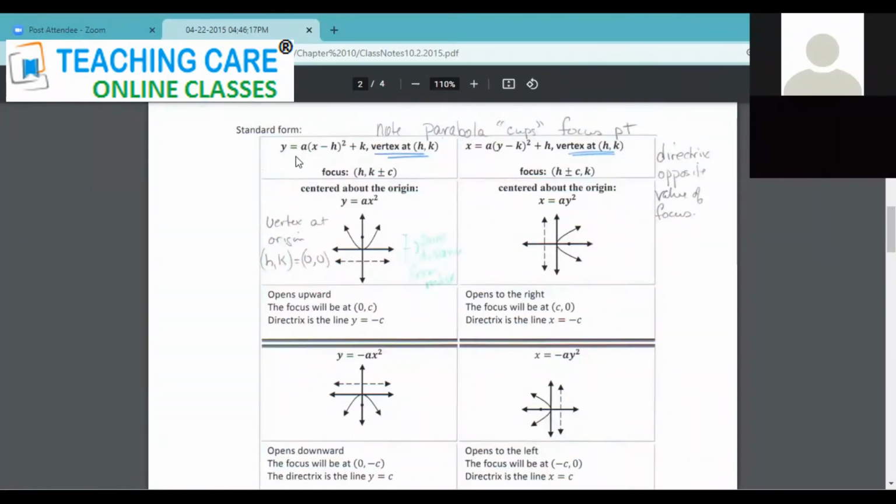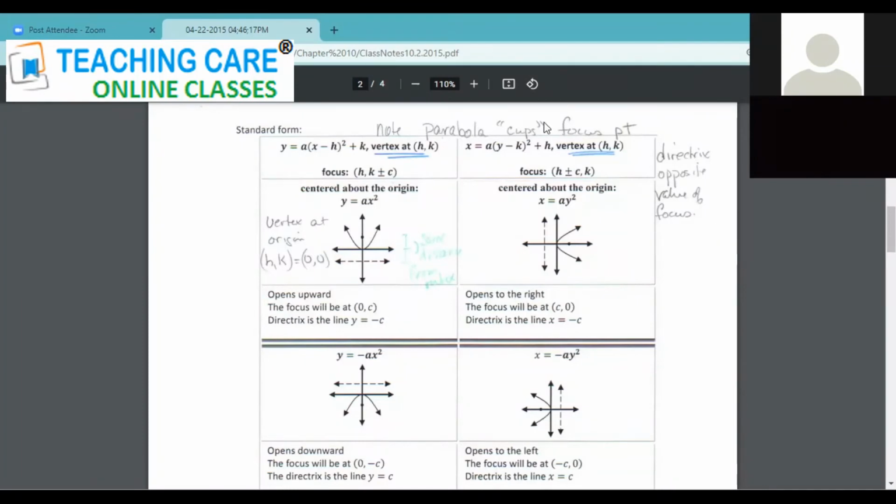So the first thing, if your equation is of the form y equal to a times x minus h the whole square plus k, then the vertex will be h comma k. The parabola will be opening upward. The focus will be h comma k plus or minus c. It will be centered about the origin for y equal to x squared. The focus will be at 0 comma c, and the directrix would be the line y equal to negative c.